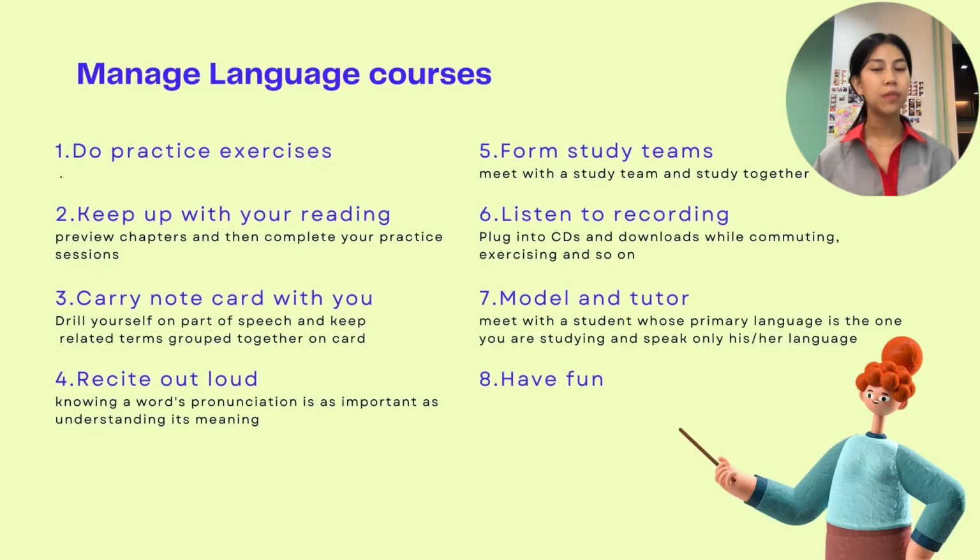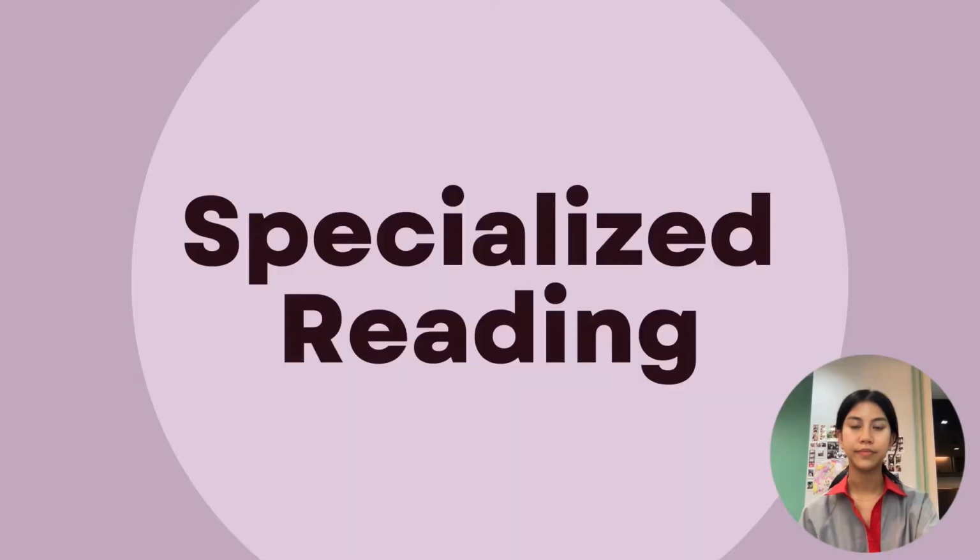Next step is to model and tutor. Meet with a student whose primary language is the one you are studying. Speak only his or her native language. Or you can meet international students in classes for English as a second language, usually taught in local schools and communities. And the last step and the easiest step is to have fun. Do research on the country of the language you are studying. Invite your study group to an authentic meal complete with music and costumes.